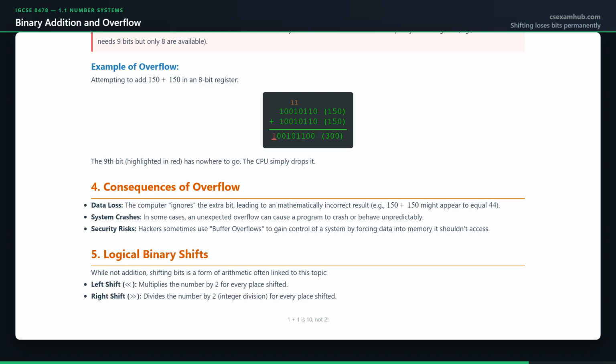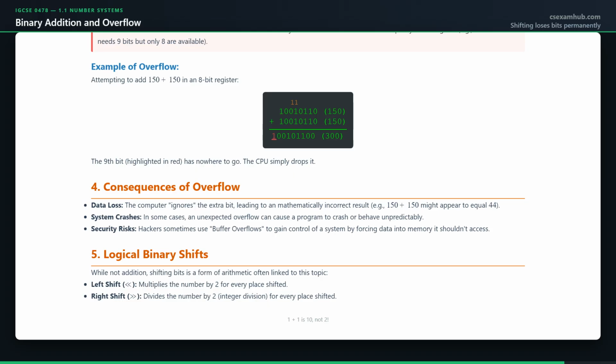Take 00001011, which is 11, and shift it right 1 place. The rightmost one falls off the end and is gone. What remains is 00000101, which is 5. 11 divided by 2 is 5.5, and the 0.5 has been discarded because there is nowhere to keep it. Now shift that result back left by 1 place, and you get 10, not 11. The information was destroyed by the first shift.